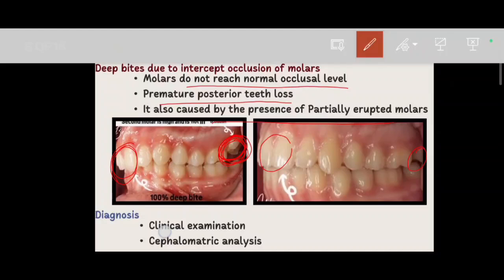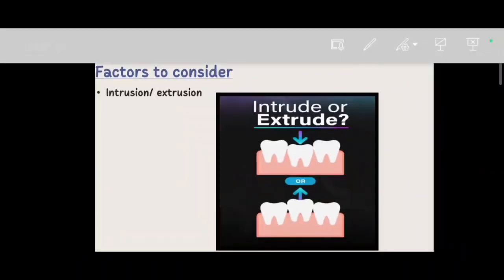Now we see the diagnosis. Diagnosis includes clinical examination and cephalometric analysis. Now, what are the factors to consider? Now comes very important treatment planning.